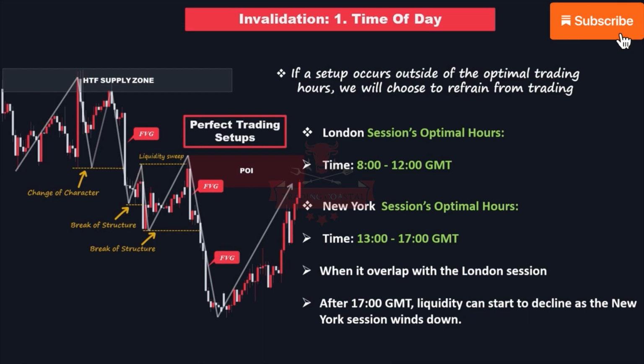The first few hours of the New York session can also be favorable for trading, as this is when U.S. economic data is released and can result in significant price movements. It's important to note that after 17 o'clock GMT, liquidity can start to decline as the New York session winds down. Personally, I prefer to not trade after 5 p.m. because, particularly after that, most likely price will consolidate around a major zone that has been formed through the day until the London session starts tomorrow.